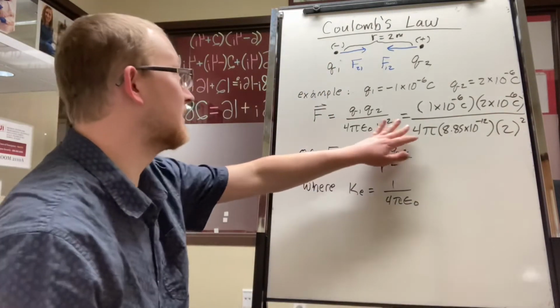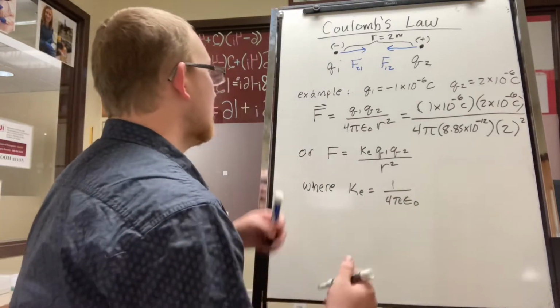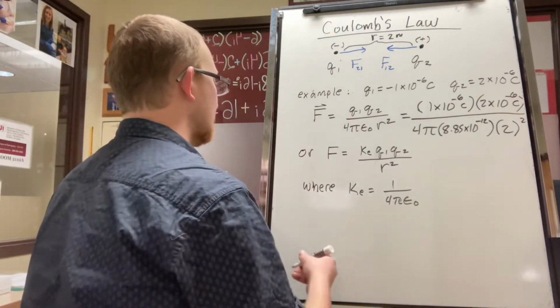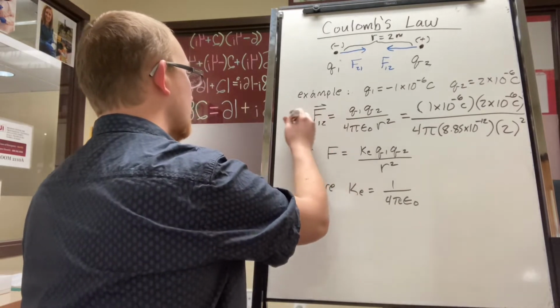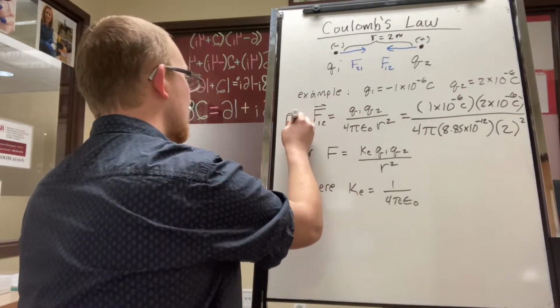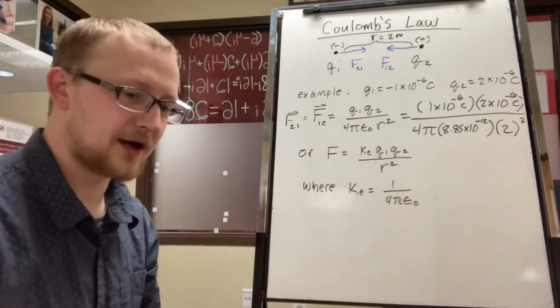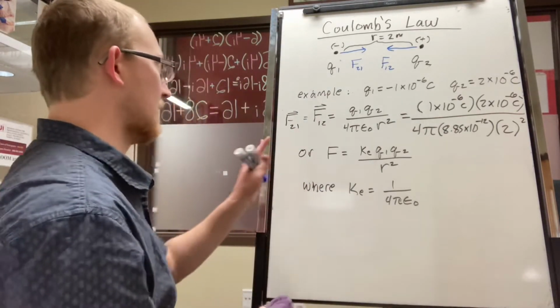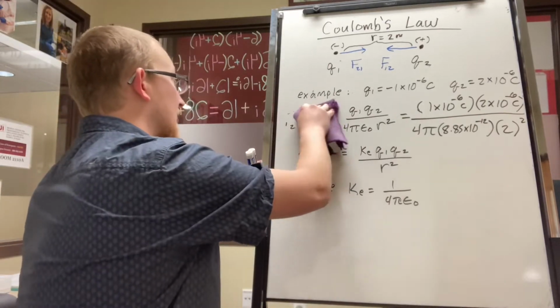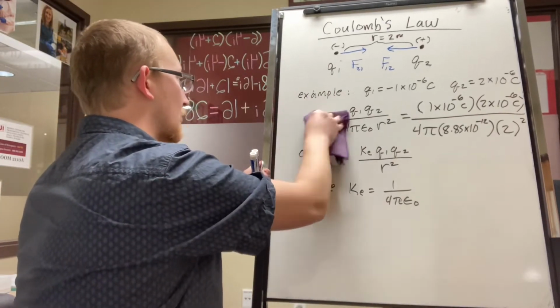And what you've been given now is the force that one applies on the other. And so this could be force 1, 2, or because of Newton's third law, force 2, 1. They have to be equal and opposite. All right, so this is one way to write it. And I would like to, actually let me point something out real quick.